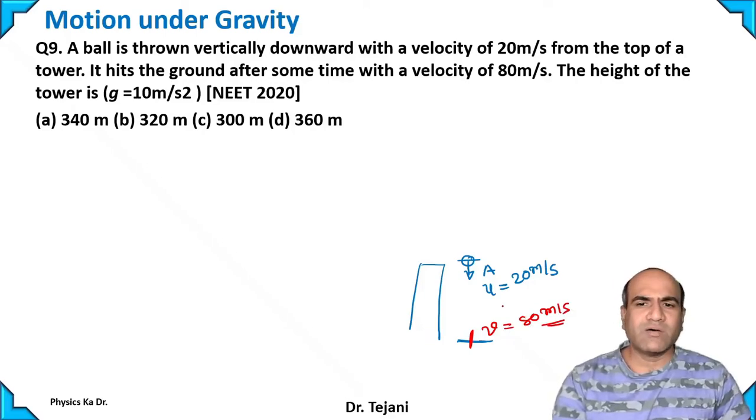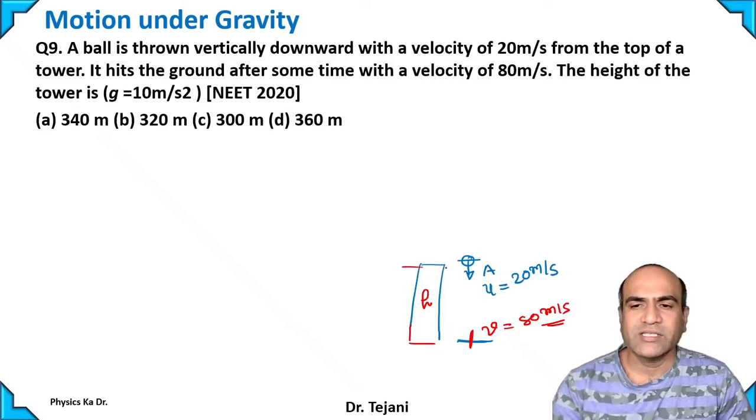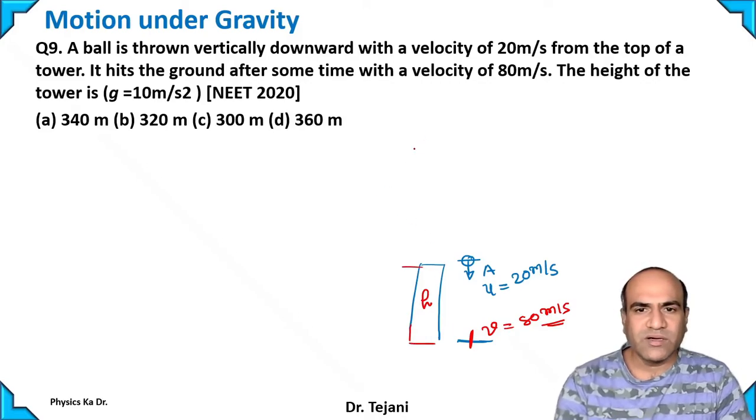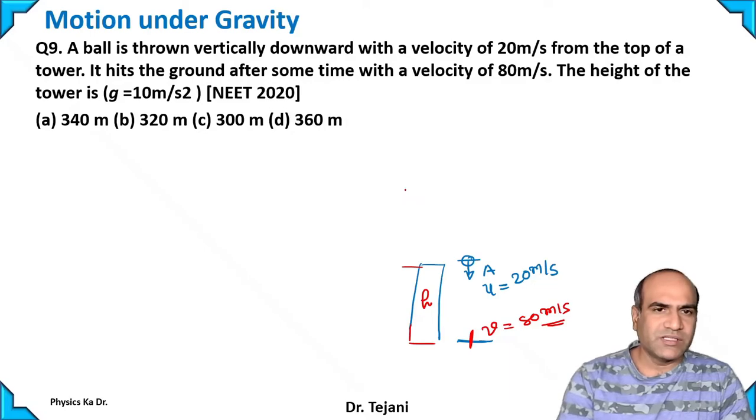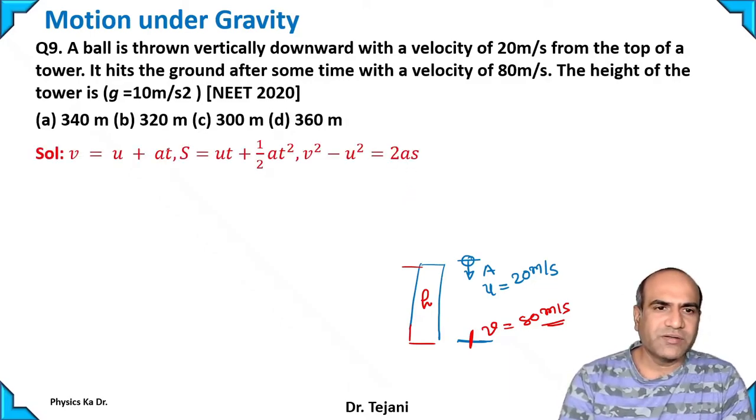The height of the tower, very easy question. Find the height. It is very easy. So initial velocity is given, final velocity is given. We just need to have height. Three universal equations.